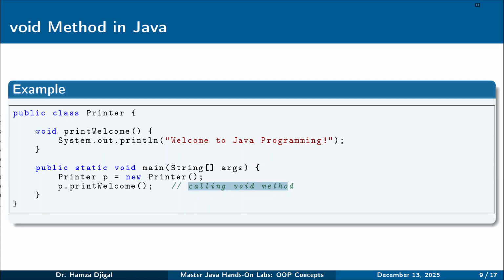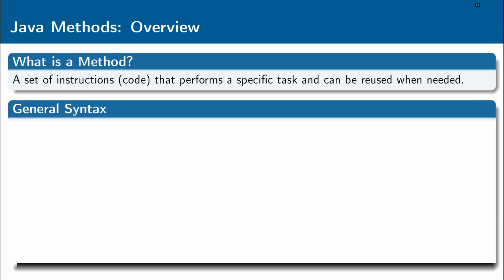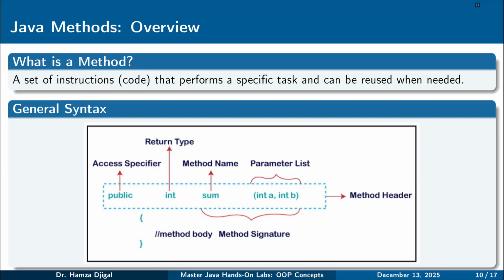Again, this is a void method which does not have any return, and we use it this way by creating an object and calling the method through the object. Okay, then we have a general method, which is a set of instructions that performs a specific task. Let's give an example. If I want to cook, I follow some process to cook. If I want to clean, I have a process to clean. If I want to go somewhere, I have different steps to get to that point.